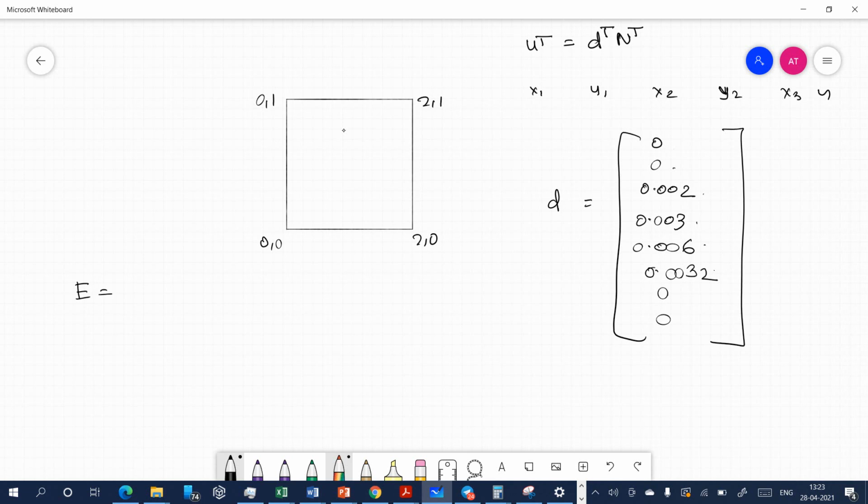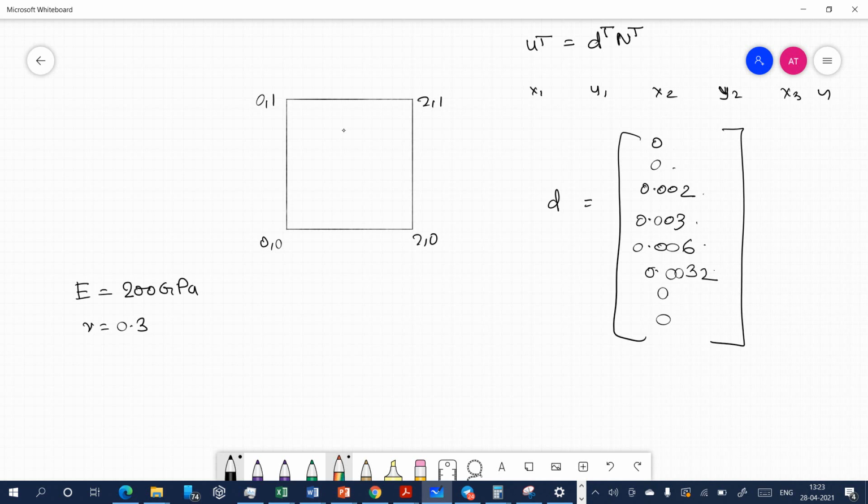Let us say that the elastic modulus of this element is 200 gigapascals. So let us take our favorite value. Poisson's ratio is 0.3. Let us take that, and that's it. Now we will try to find out each and every term as we have described our problem.